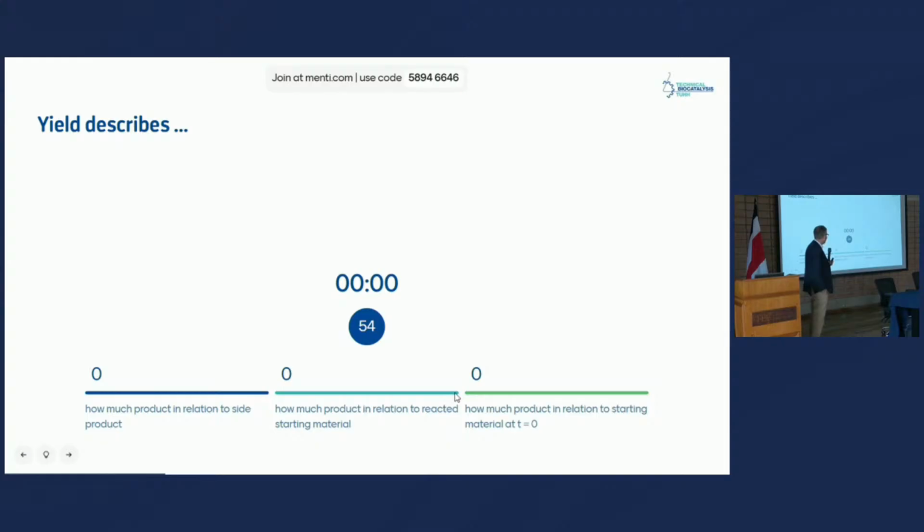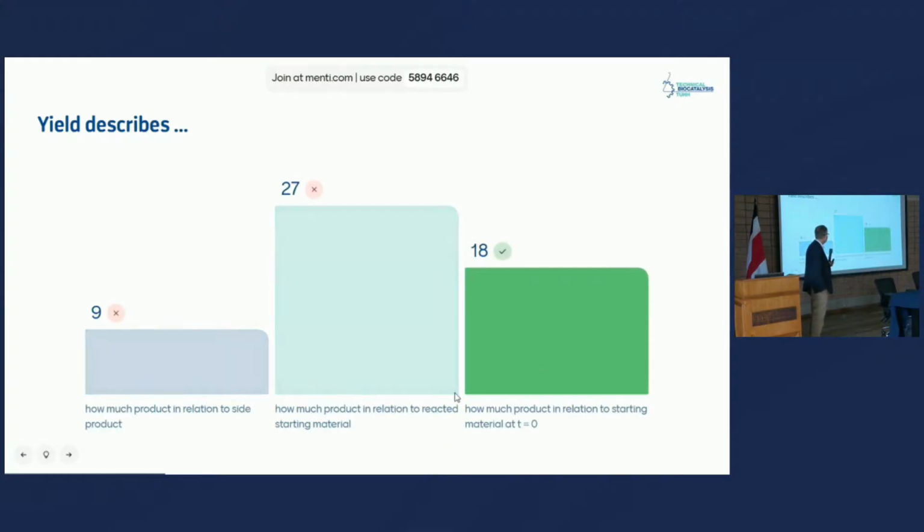Okay, 1 second to go. Well, only right is the right side, the 18 here. How much product in relation to the starting material at time point 0 was produced? That is the yield. What the majority answered, how much product in relation to reacted starting material that was going over to the product side, that is the selectivity, okay? Good. Now, 2 answers to this topic. Now we see who did it best.